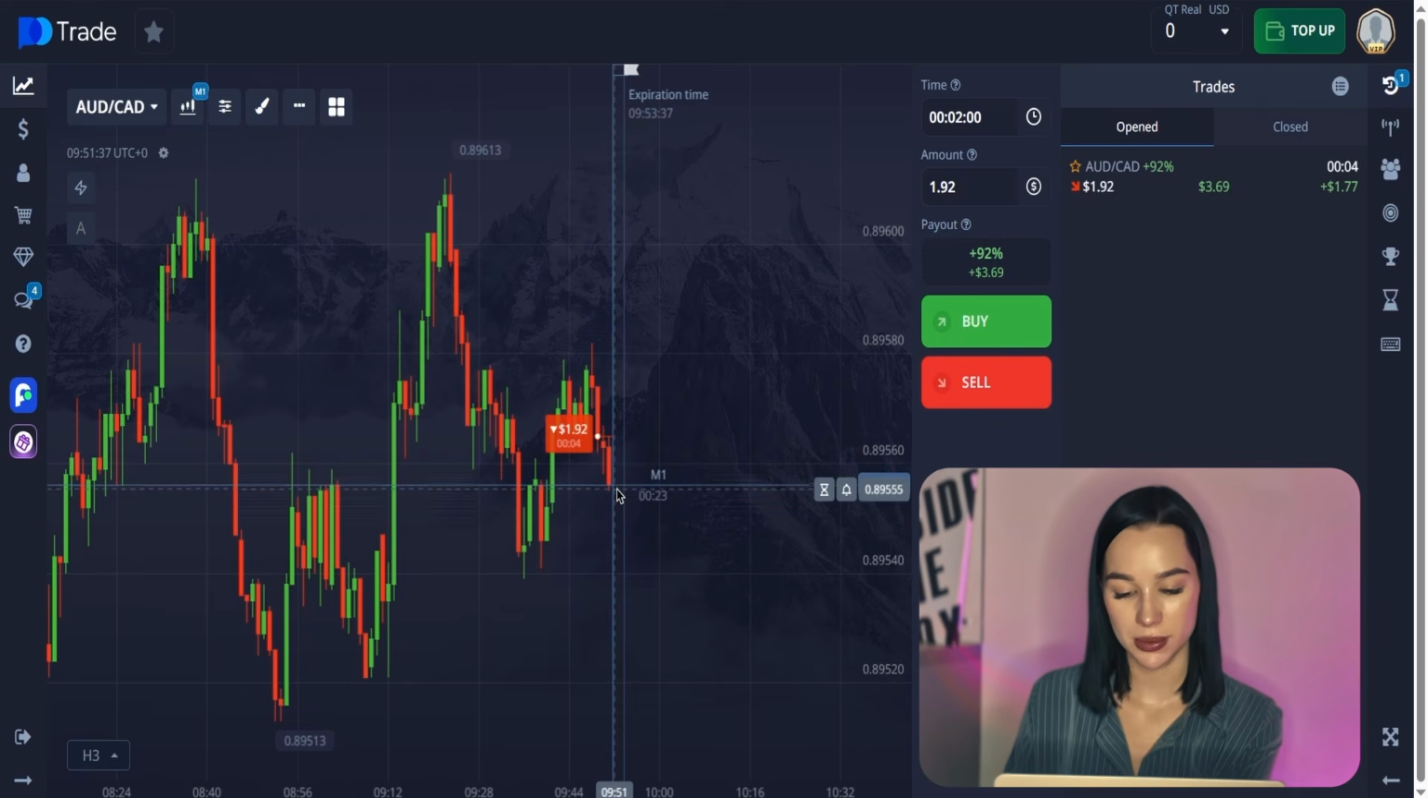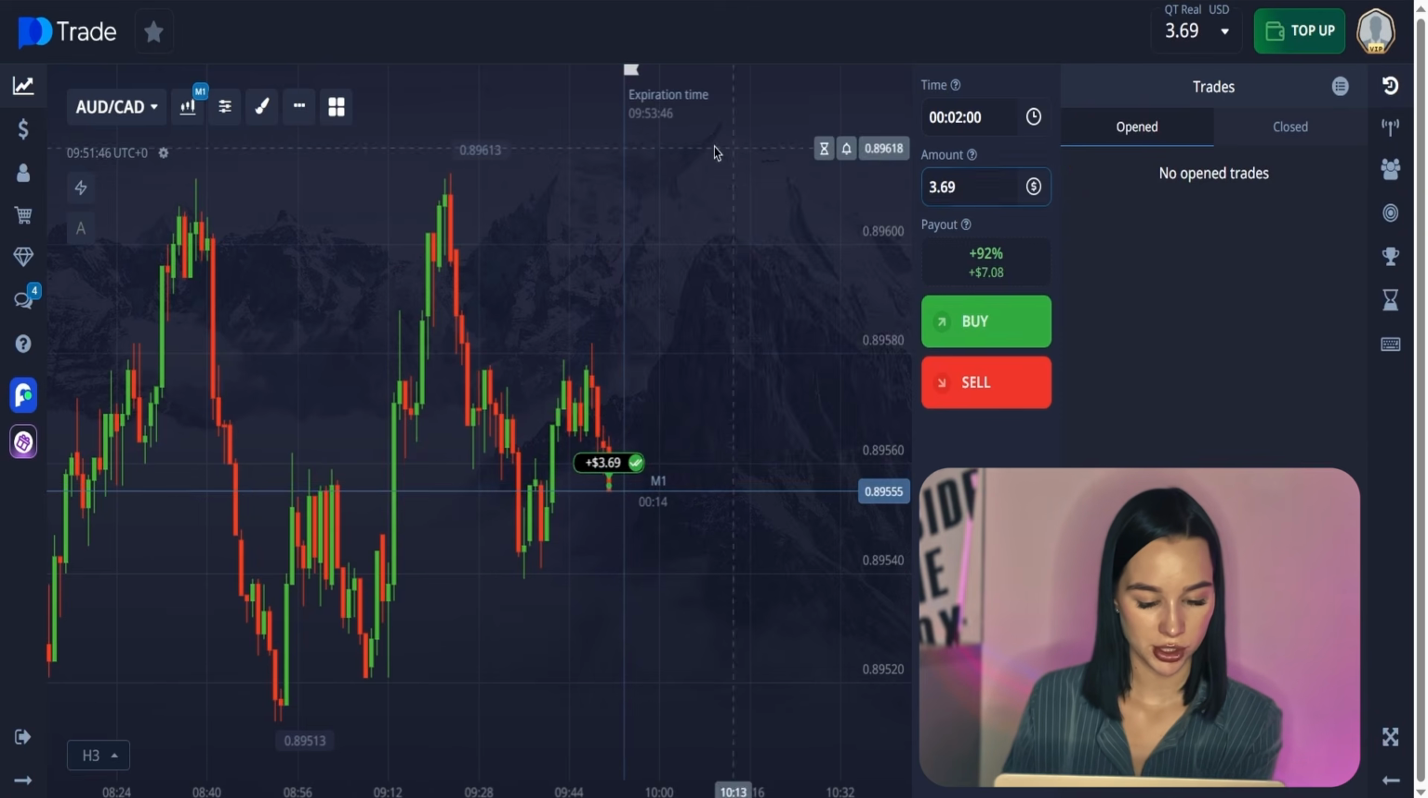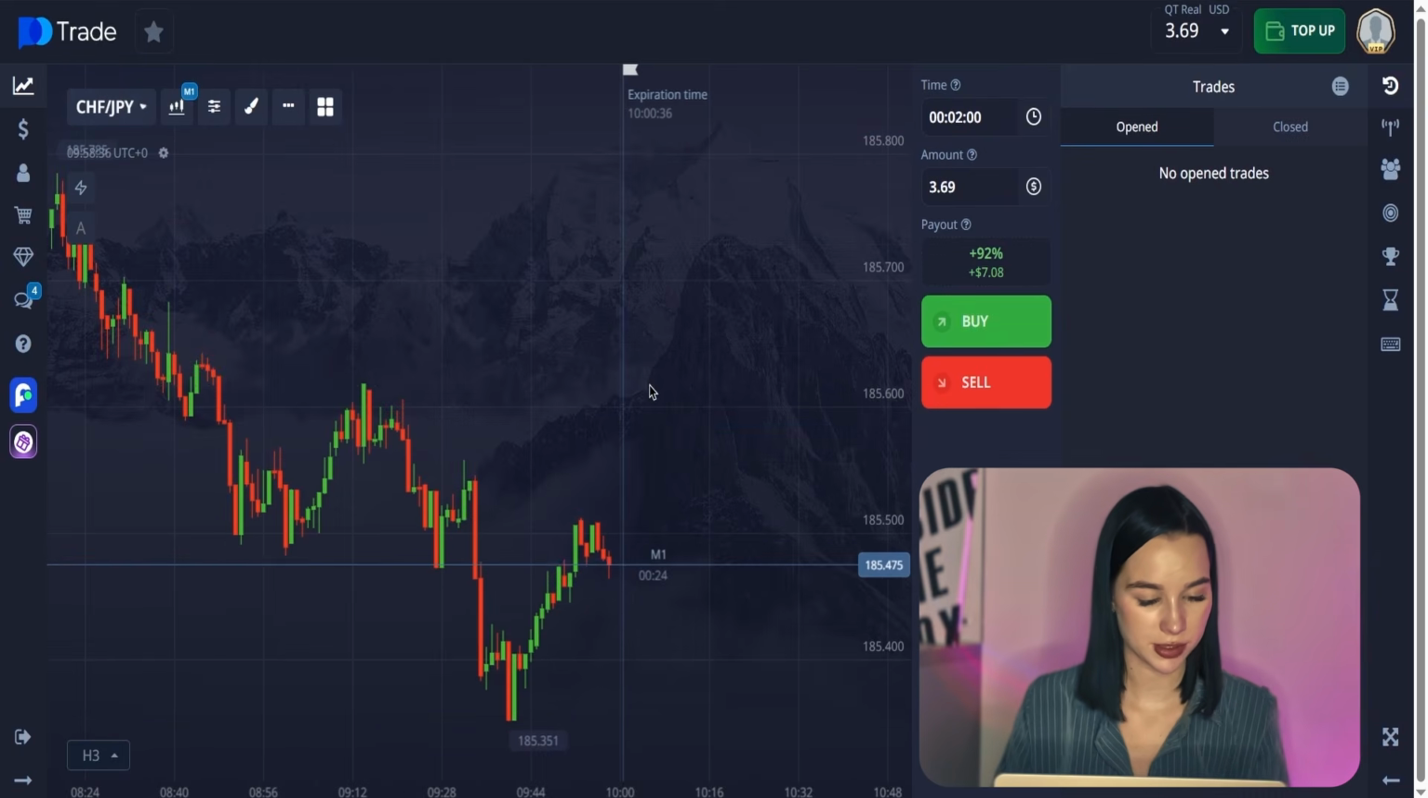So now it's 5 seconds until the end of the trade. 3, 2, 1, and we close it in the plus. Perfect. Okay, so let's change our amount of money per trade. Let's check out the other currency pair. Okay, let's find it here as well.